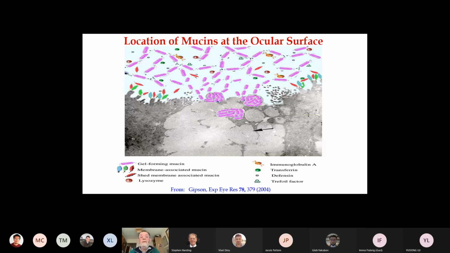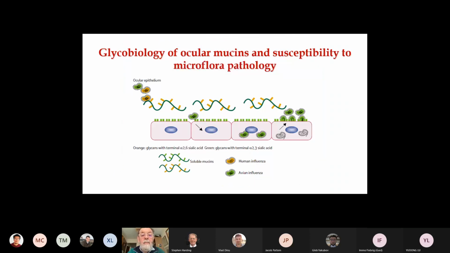Okay, right. This is a slightly higher magnification, just to illustrate the point. You can see the big goblet cell right in the middle, and the purple blotches there represent the secreted mucins which are coming out of the cell into the aqueous layer sitting on top. And you can see at both sides the glycocalyx with the membrane-associated mucins there as well. So next slide, please.